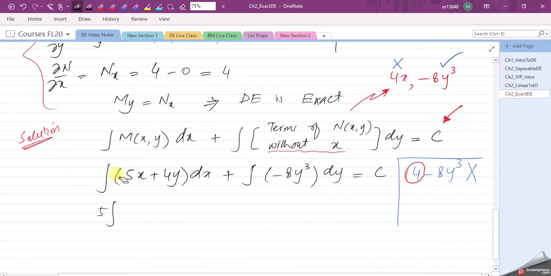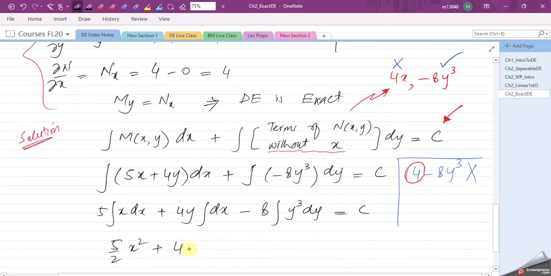Integral of 5x dx. 4y is a constant with respect to x, so it can go outside. Minus 8 y cube dy equals c. So that would be 5 by 2 x square plus 4xy, since this dx will give an x, minus 8 by 4 y power 4, or we can just directly write 2, equals c. So that is our answer.